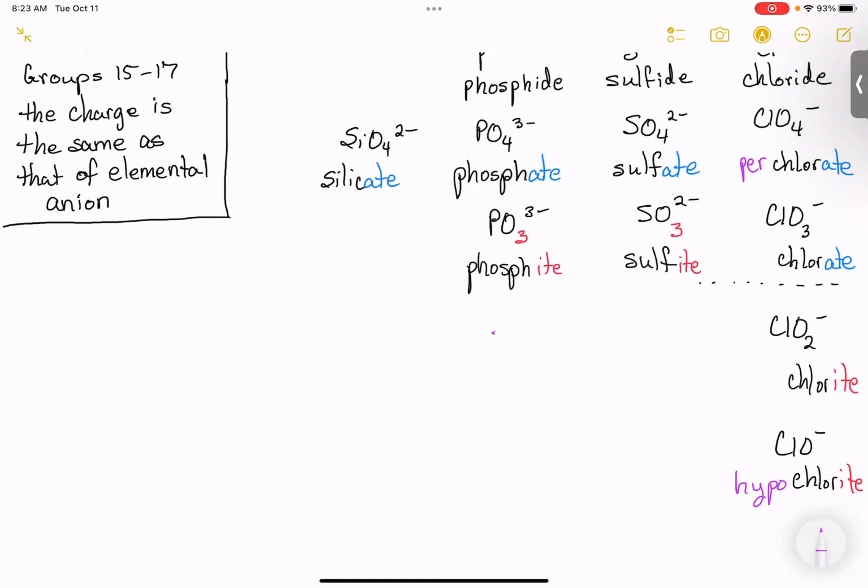Now, folks, just like I didn't have to memorize arsenic, selenium, and tellurium because I knew arsenic's going to behave like phosphorus, and I know selenium and tellurium are going to behave like sulfur, you don't have to memorize bromine and iodine because they're going to behave just like chlorine.